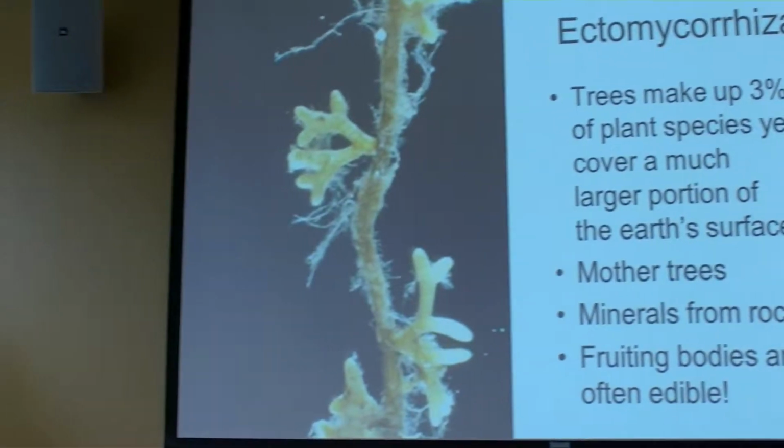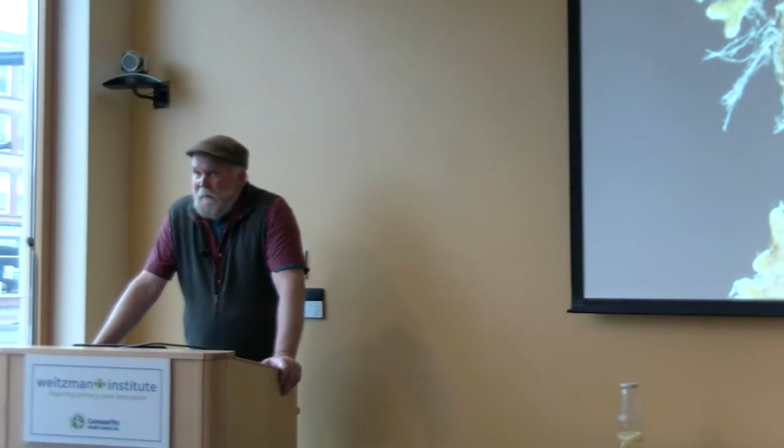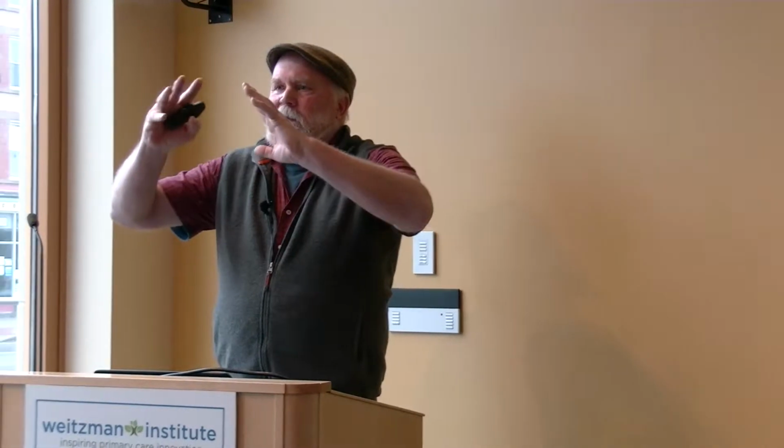But Ecto Mycorrhizae are basically working with those 3% of the plants that make up the forests and the woods of this world. There was work done in British Columbia by a soil biologist named Susan Simard. And one of the things she discovered is this concept of mother trees. So the mother tree, in a mature forest, the upper canopy is shading the ground underneath the trees.